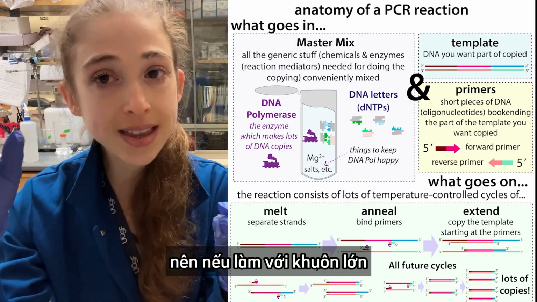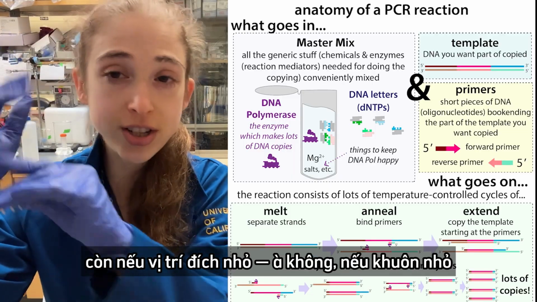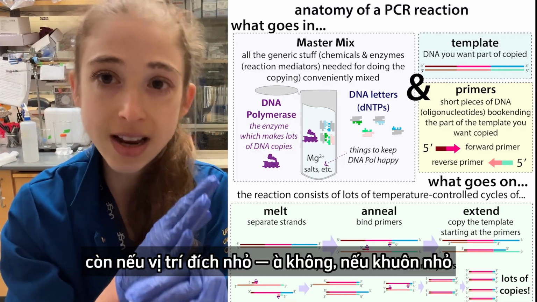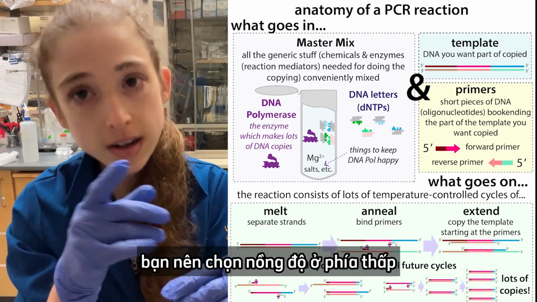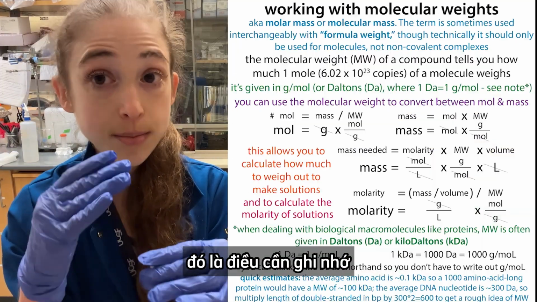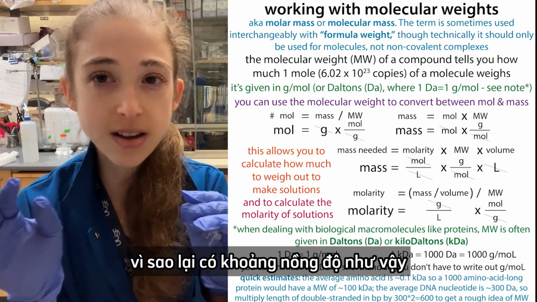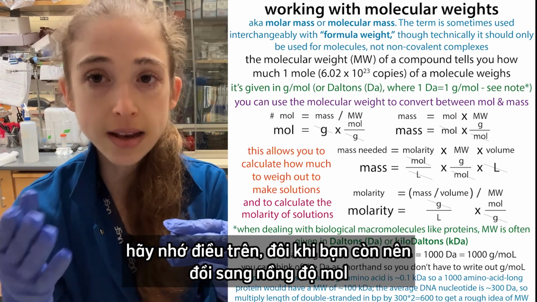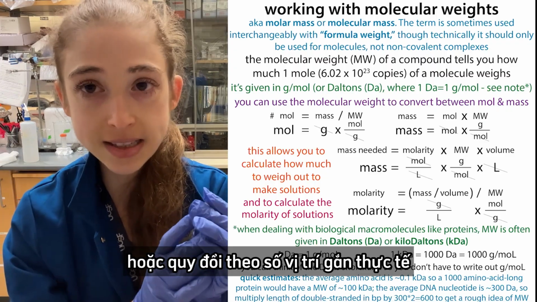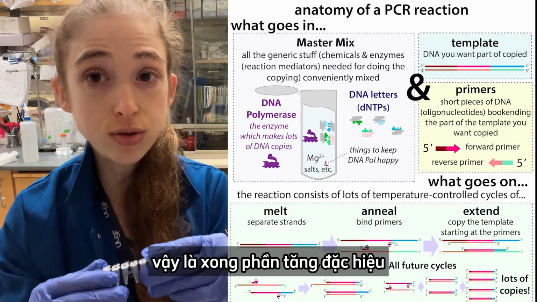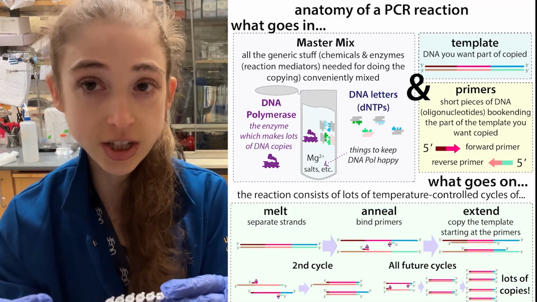So if you have a big template, you're going to need to be in the higher range of that concentration. And if you have a small template, you're going to need to be on the lower side. That's something to keep in mind if you're wondering why there is that range. And sometimes you might even want to convert to molarity in terms of the number of sites. So those were some things that you could do to try to increase the specificity of your PCR reaction by changing the reaction conditions.